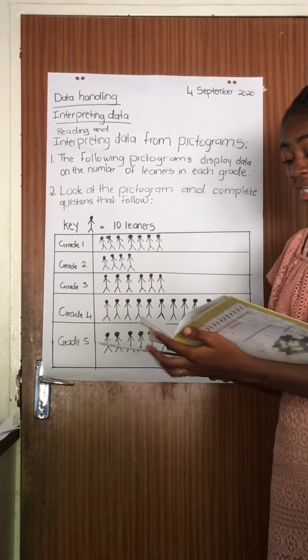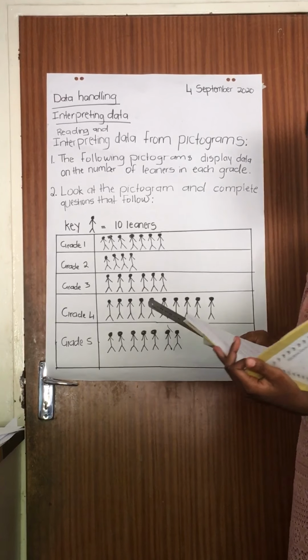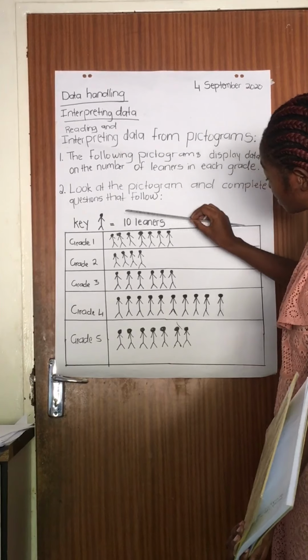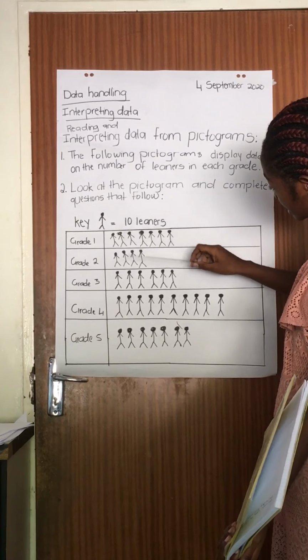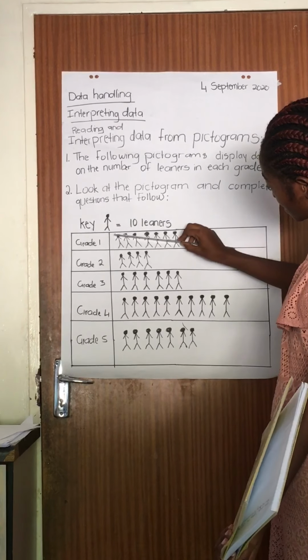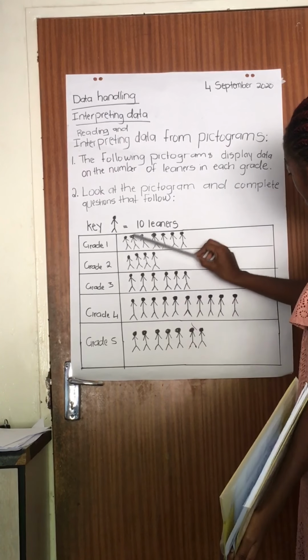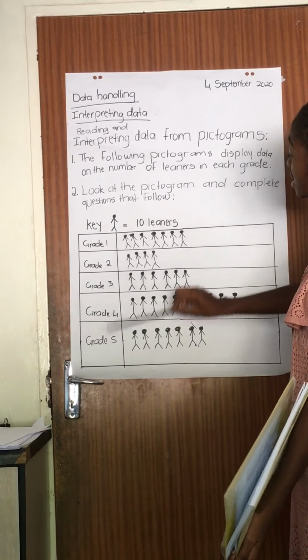Our next question is, which grade has the least learners? So we are going to look back at our pictogram. As you can see, grade 1 has more kids than grade 2, grade 3 and grade 4 have more kids, and grade 5 has more kids. So the grade with the least learners is grade 2.